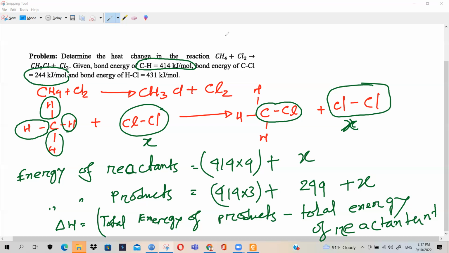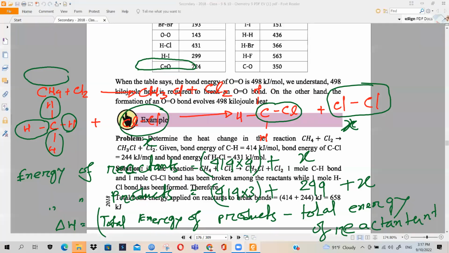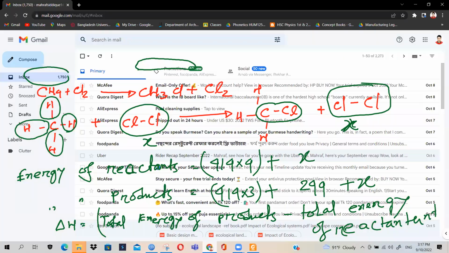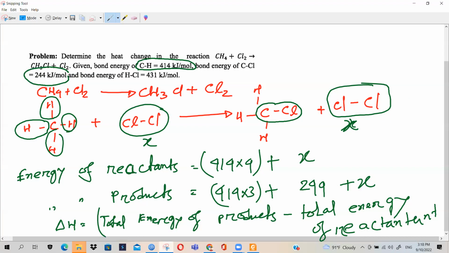This reaction is obviously not correct. There is a hydrochloric acid somewhere. Okay, let's see what they have written. Have you taken notes of this first of all? You have understood the procedure, right? If this is the reaction given, then this is the procedure. You will calculate the total energy of the reactants and the total energy of the products, and then you will just subtract them. I hope it's now easily understandable, not like before.